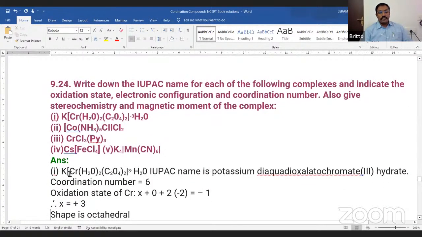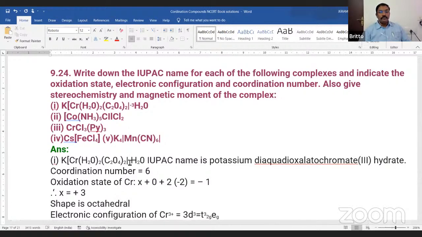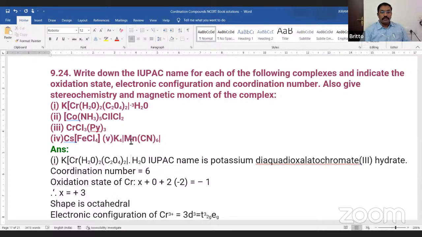Now the first one is K[Cr(H2O)2(C2O4)2]. Okay, I'm going to put a dot here.